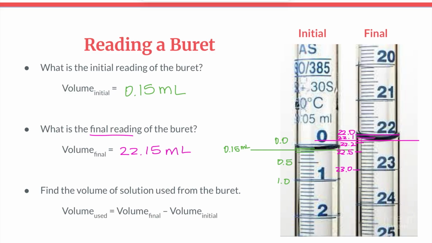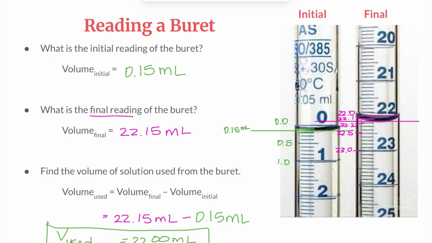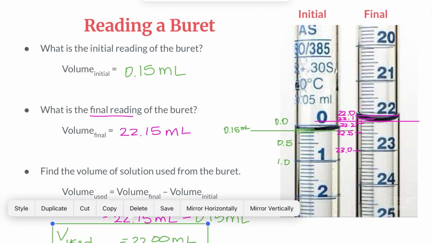And then how do I figure out how much was actually used? I go final volume, 22.15 milliliters, minus that initial volume, 0.15 milliliters. And so it looks like we used exactly 22 milliliters is the volume of whatever is in our burette used. And most often that's a basic solution in our burette, but it could also be an acid.